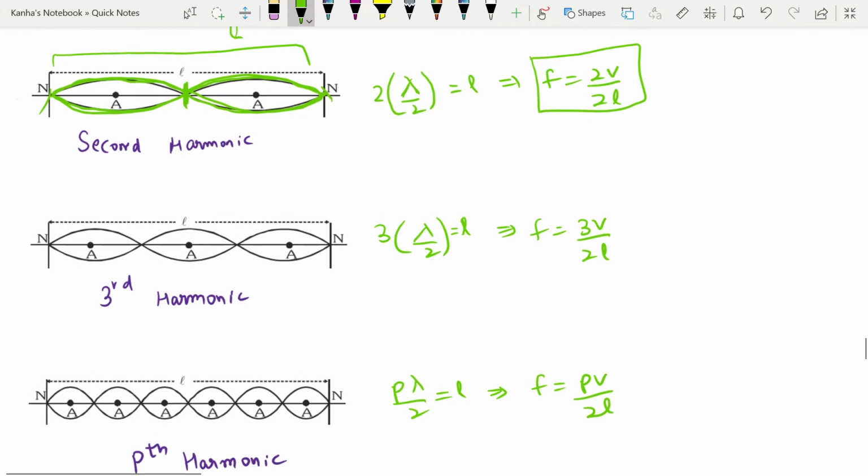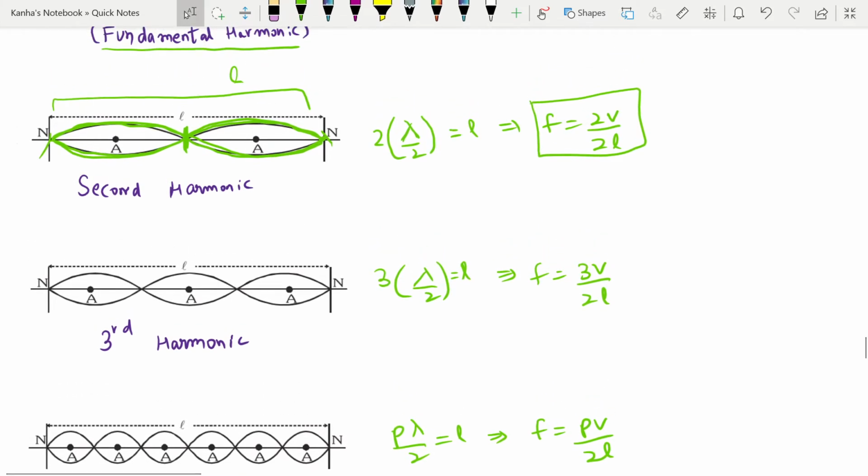Now let's look at the third harmonic. What is happening here? Again you have the incident wave going like this, it reaches the end, gets reflected by the rigid one, inverses the direction, and comes back like this, and then this keeps on going in the system. So here you see there are two nodes in the system, the net length is L.